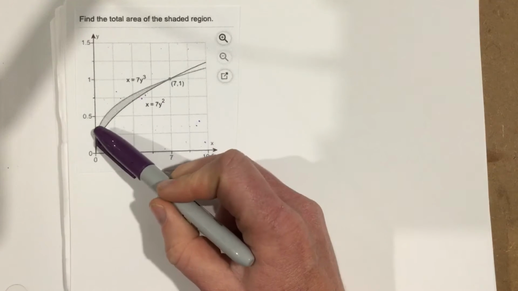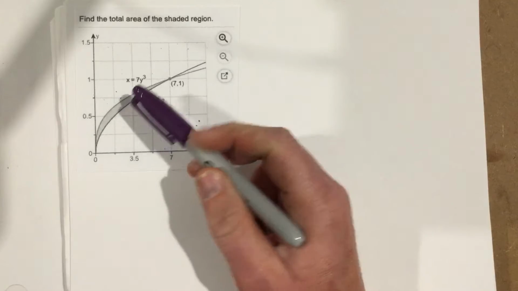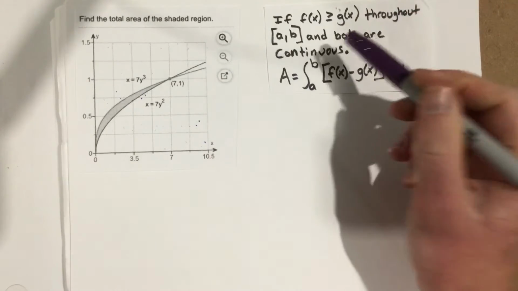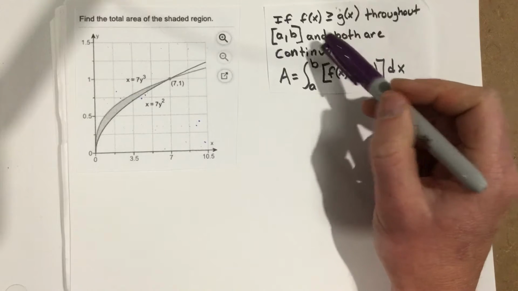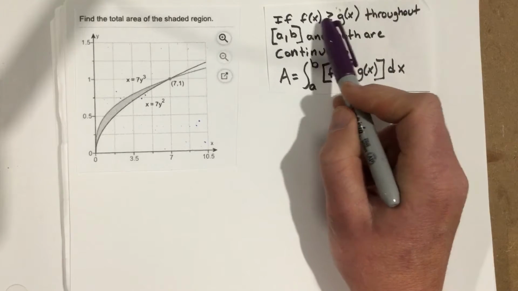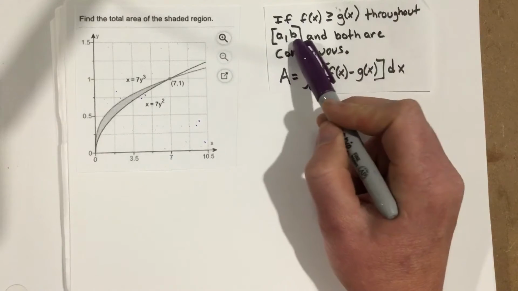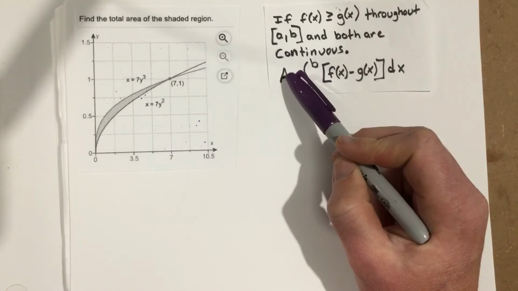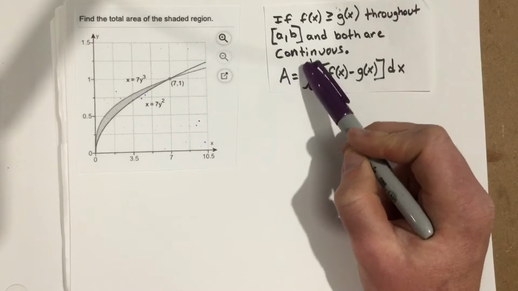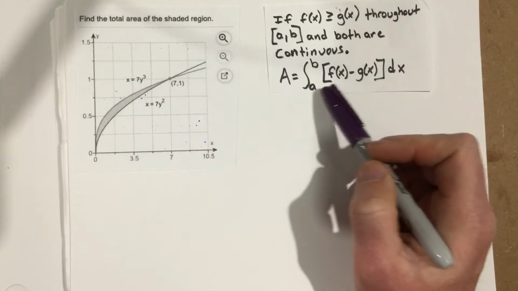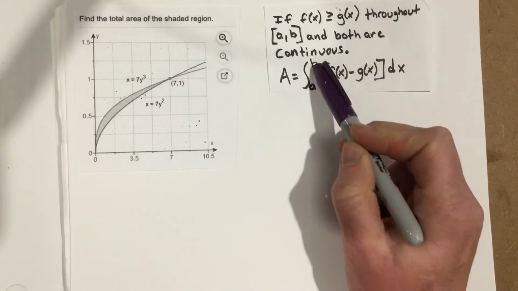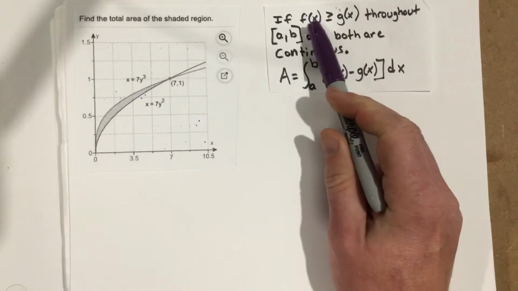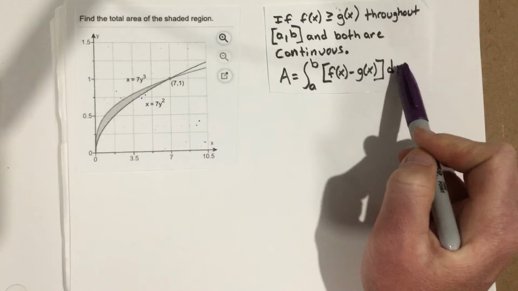So anytime we want to find the shaded area, we want to use this knowledge, this theorem, which says if f of x is greater than or equal to g of x throughout [a, b], and both are continuous, you can see both are continuous, then we want to find the area by integrating from a to b, in this case our x values, of the larger function minus the smaller function with respect to x.